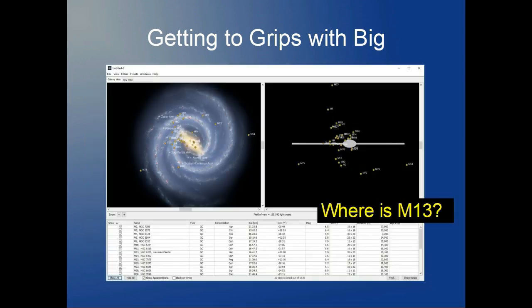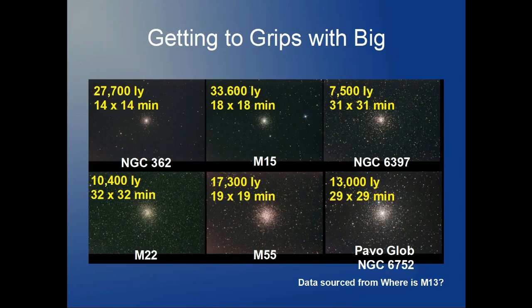I don't know if you've come across this excellent free program called Where is M13? It allows you to select various deep sky objects, and then it will show you where they're located in the Milky Way. It gives both a top-down view and a side-on view. My reason for mentioning it here is that its underlying database includes both the distance to and the angular measurement of the objects which it lists. So I can use it as a data resource for our globulars. Here is the data that I extracted for each globular.